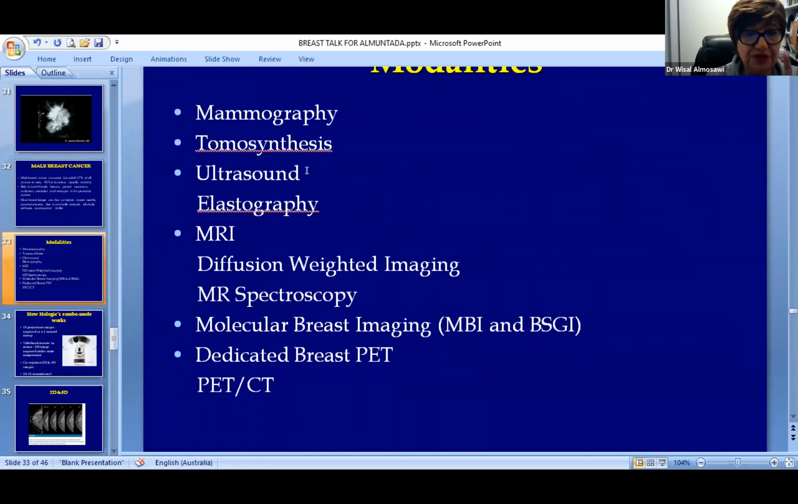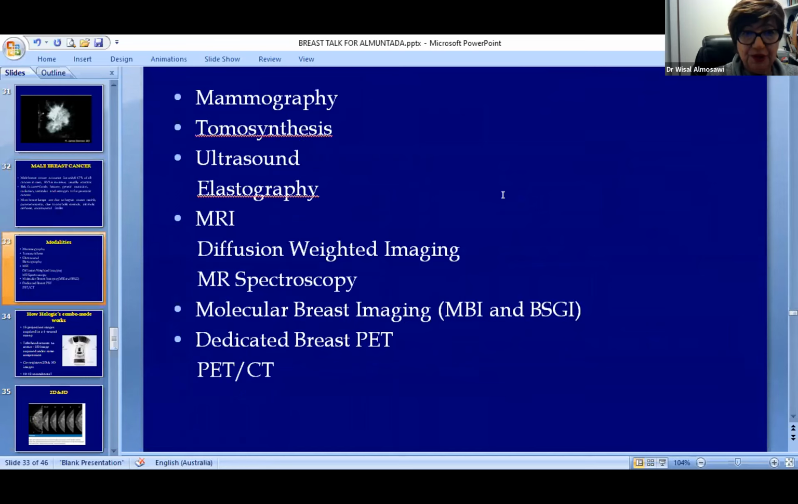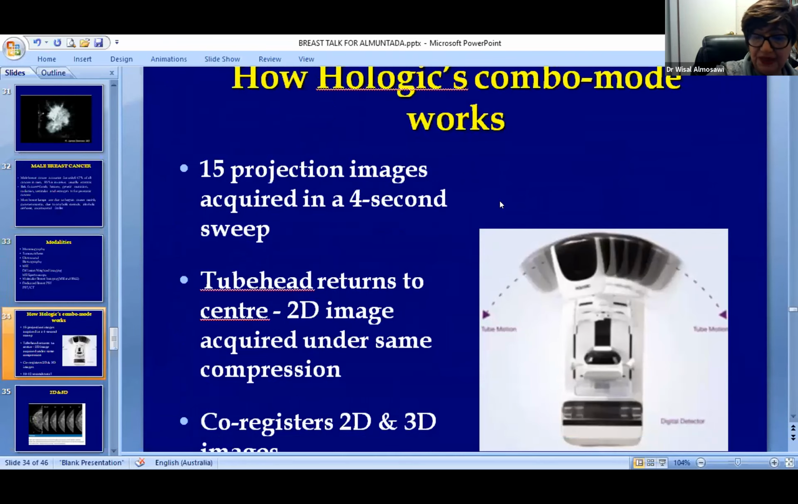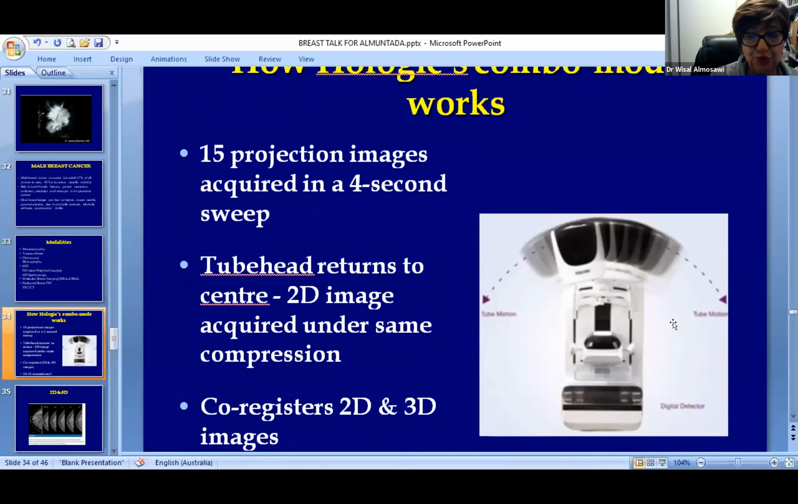Modalities. The only important point I want to emphasize is the importance of tomosynthesis, because we used to have the 2D imaging, which is the ordinary mammogram, but now we're doing tomosynthesis, which is a tube. It's like a tomogram. It's just a tube which makes an arc around the breast. We take 15 projections in 4 seconds, add all the data, and give us a 3D image. And then from this 3D image, we reconstruct 2D images.